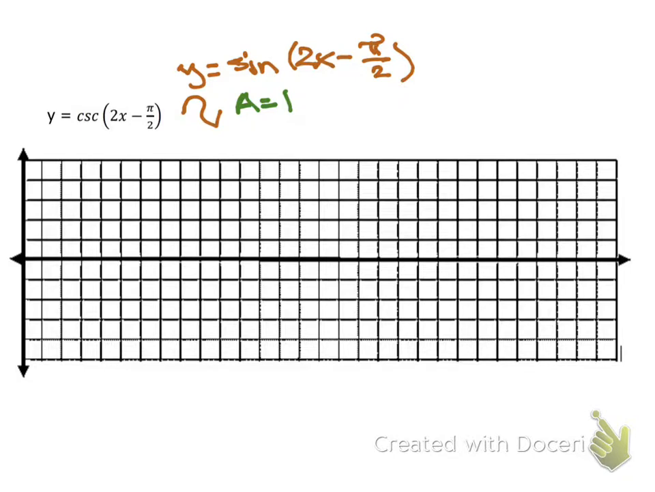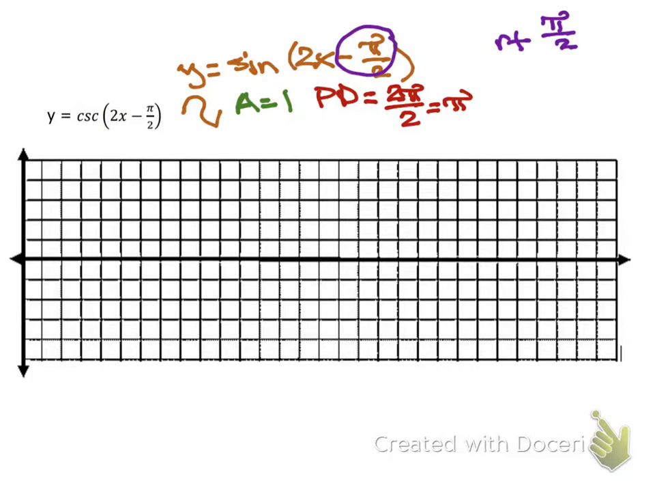The period, remember, comes from the coefficient of x. So the period is 2 pi over 2, which is pi. Then remember, right here we have a shift. The shift will be to the right because it's the opposite. And it will be pi over 2 divided by 2, which is pi over 4.